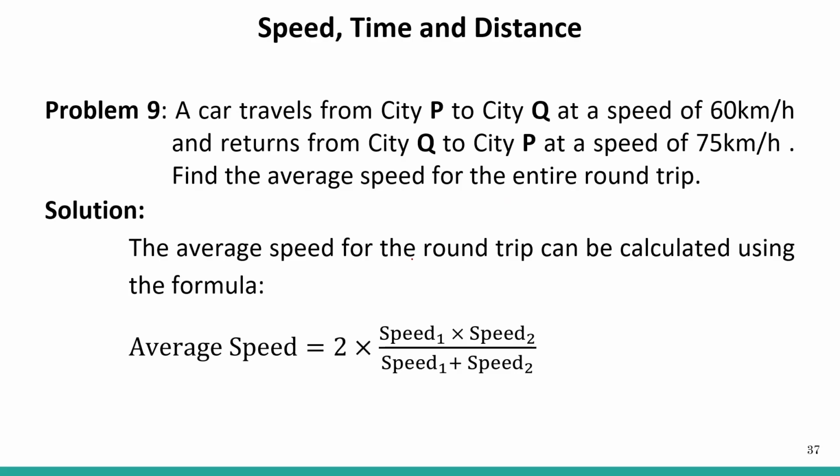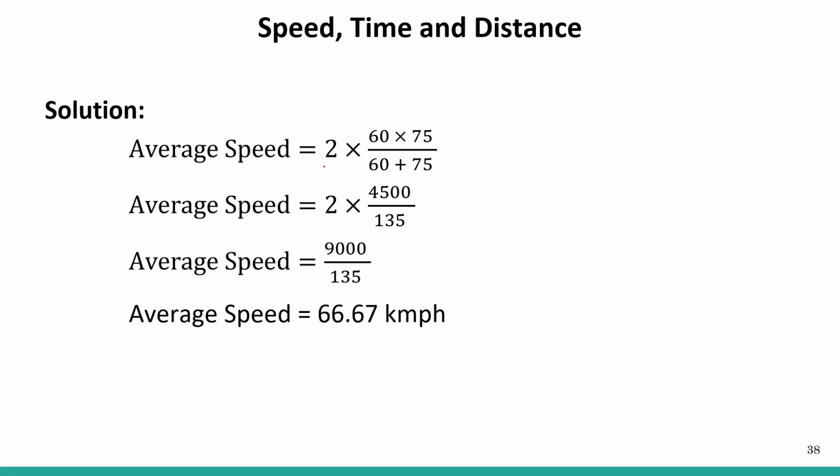So the average speed for the entire round trip can be calculated using the formula: average speed is equal to 2 into speed 1 into speed 2 whole by speed 1 plus speed 2. So average speed will be what? 2 into 60 into 75 whole by 60 plus 75. So it will be nothing but 9000 by 135, that is 66.67 kilometer per hour. Okay, it won't be 66.67, it will be 60 kmph.